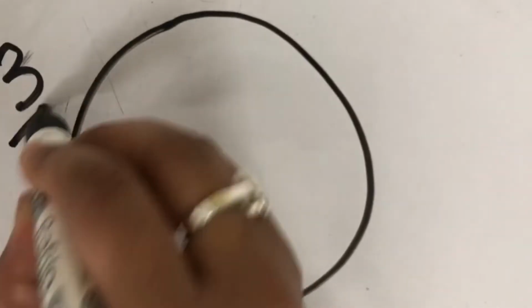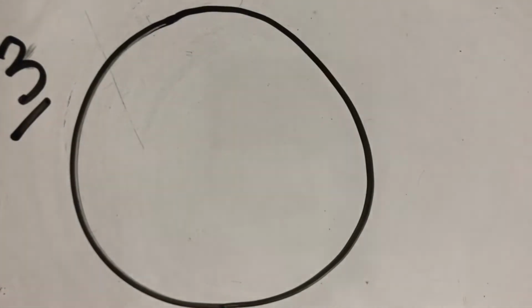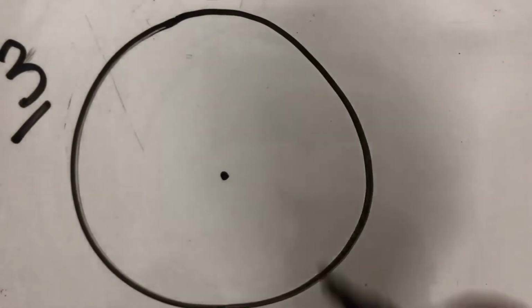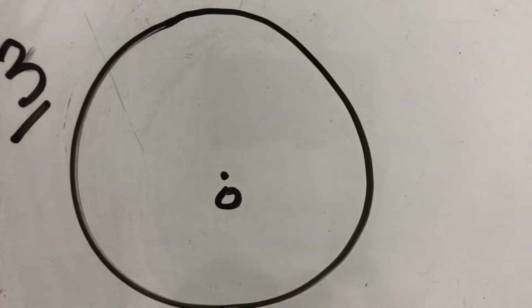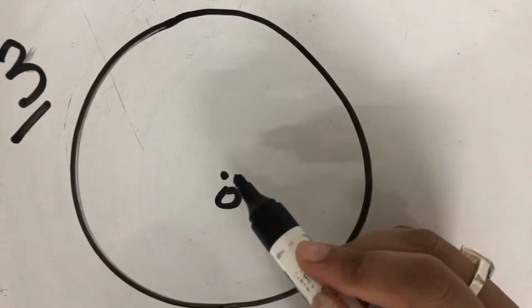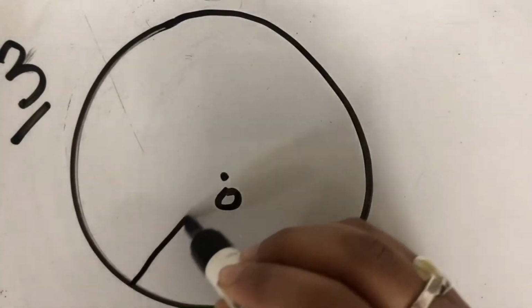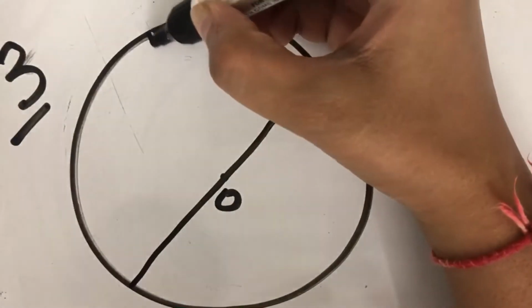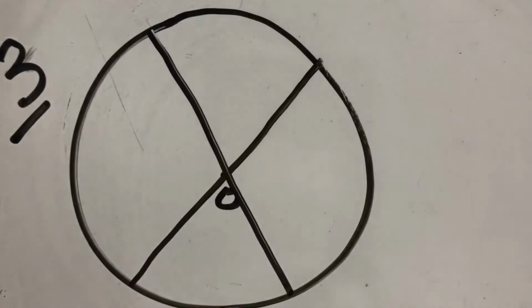Third question, draw a circle and any of its two diameters. Now this is a circle you have to draw with the help of rounder. This is the center. Now you have to draw diameter. What is a diameter? The chord passing through the center. So you can draw any two diameters. Like let's say I'm drawing this one. This is the first one. And this is the second one. So you have drawn two diameters.